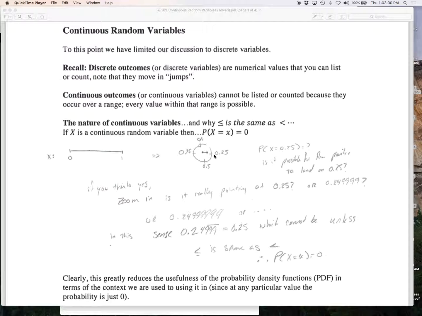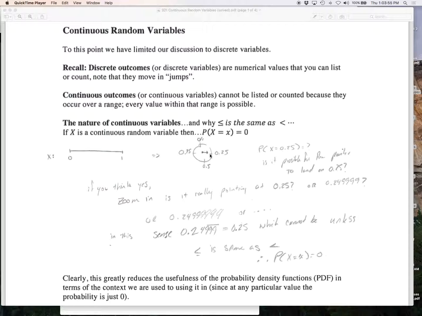So the question is, what's the probability of x being exactly 0.25? What's the probability this arrow is pointing exactly at 0.25? And the answer is 0, actually. To ever be exactly on 0.25 is impossible. Imagine this: if you think the arrow is pointing exactly at this point, just imagine zooming in, and it'll either be slightly above it or slightly below it.